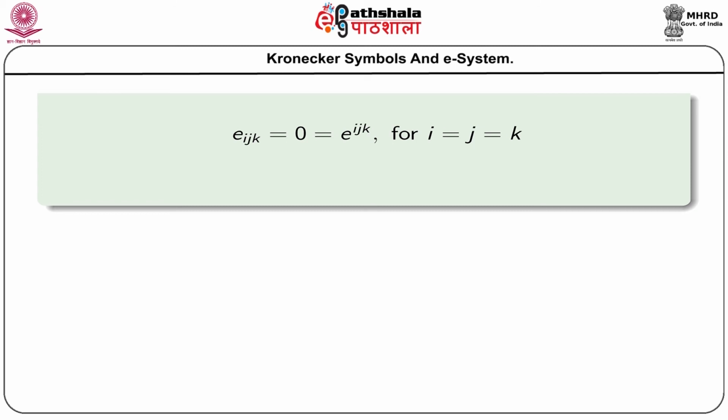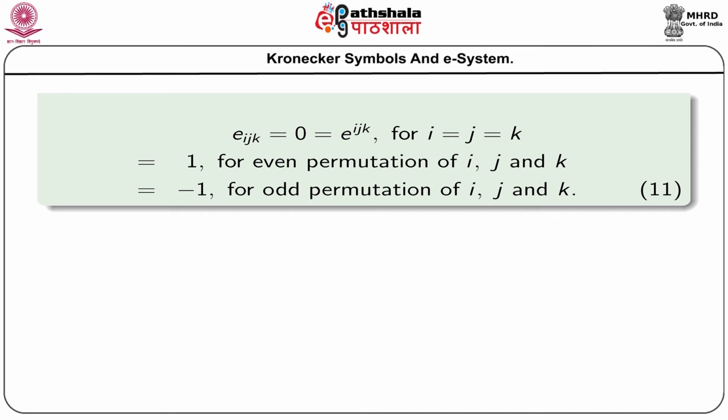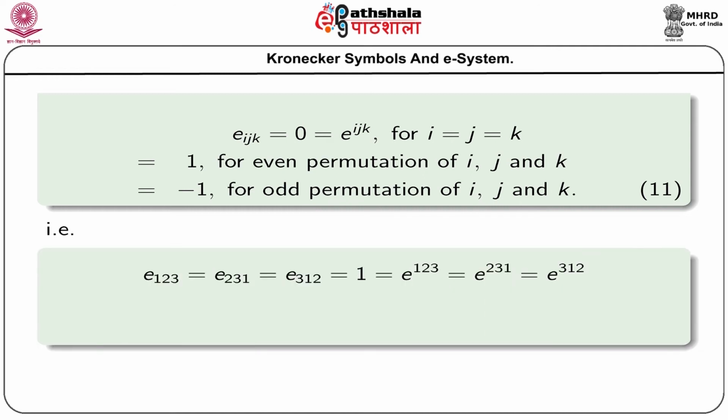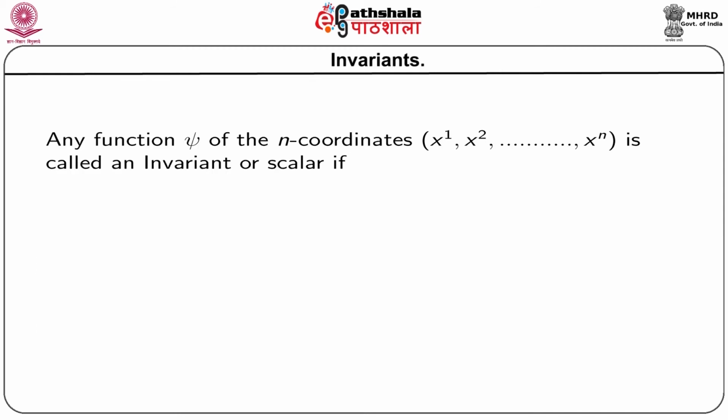For the 3 system, E_ijk equals 0 for i equal to j equal to k, equals 1 for an even permutation of i, j and k, and equals -1 for an odd permutation of i, j and k. That is, E123, E231, E312 equal 1. This is called the even permutation of i, j and k for i, j, k from 1 to 3. E213, E321, E132 equal -1. This is the odd permutation of i, j and k. So, the E system and Kronecker delta are also considered as tensor quantities.